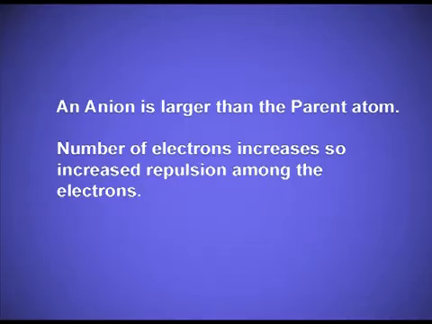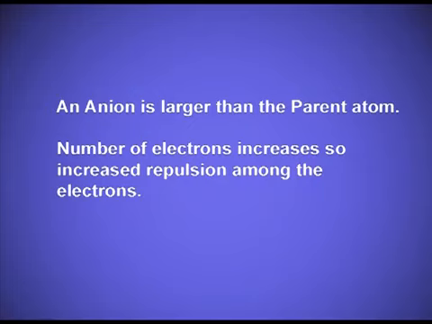Also, when the valence electron is removed, the valence shell is also removed, because the electronic configuration of sodium is 1s2, 2s2, 2p6 and 3s1. When the last electron is removed, the third shell, the last shell, is also removed, and its electronic configuration remains as 1s2, 2s2, 2p6. Anions are larger than the neutral atom.